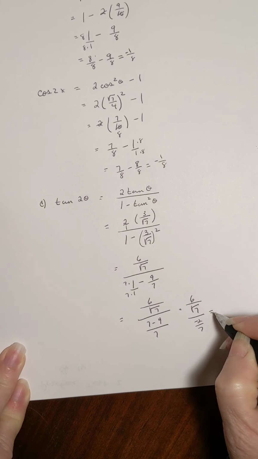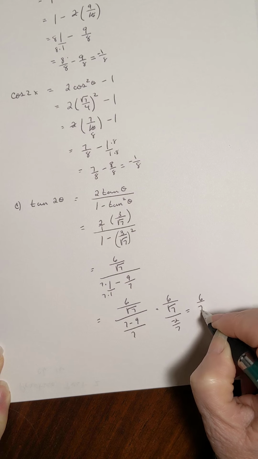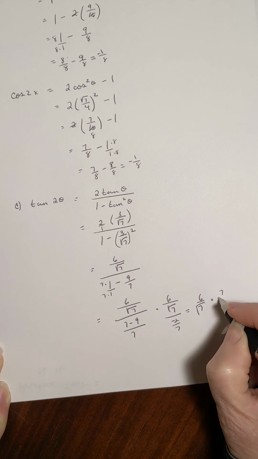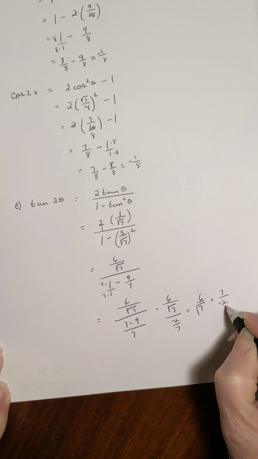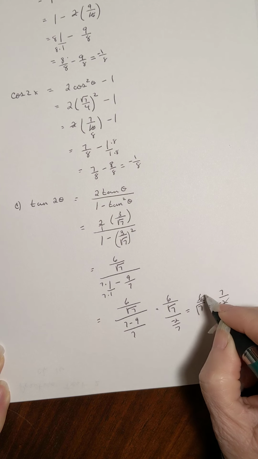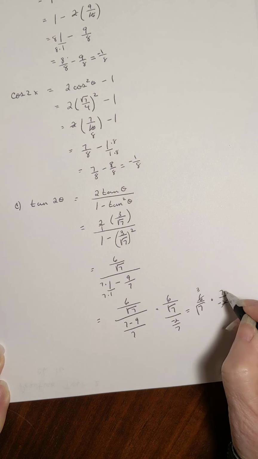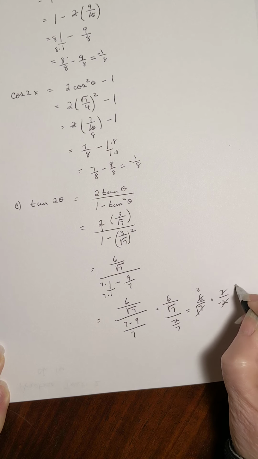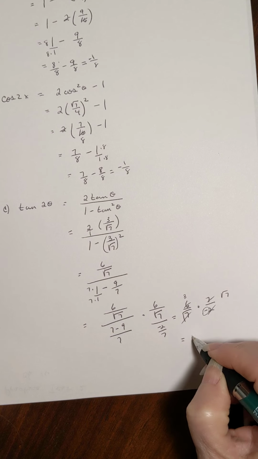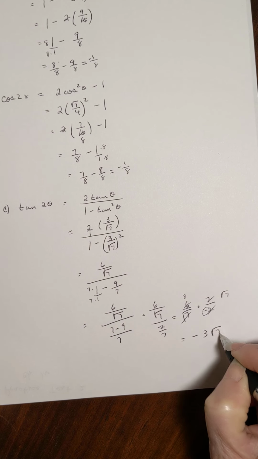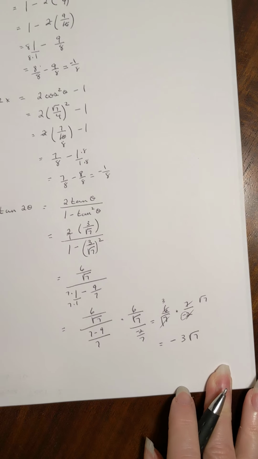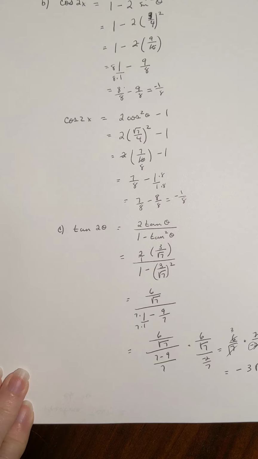And then I'm going to change and flip. So keep the numerator, change the division to multiplication, and then flip the denominator. And then notice here that the 6 and the 2 will cancel to give me 3. And the 7 in the denominator will cancel with the square root of 7 to give me square root of 7. And then I still have this negative here. So my final answer will be negative 3 square root of 7. And that would be my tangent. So that's problem number 1.